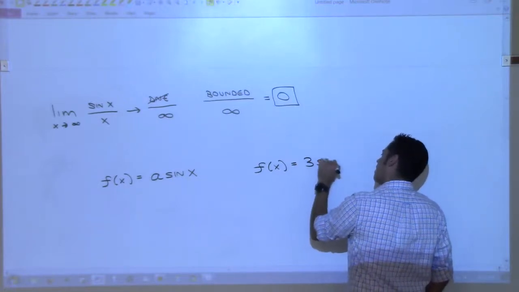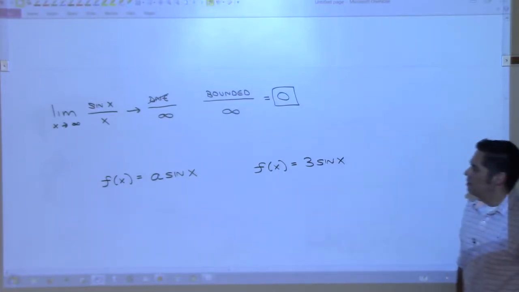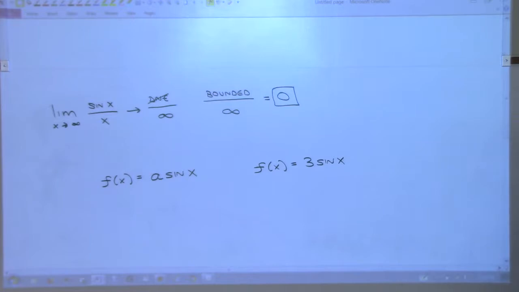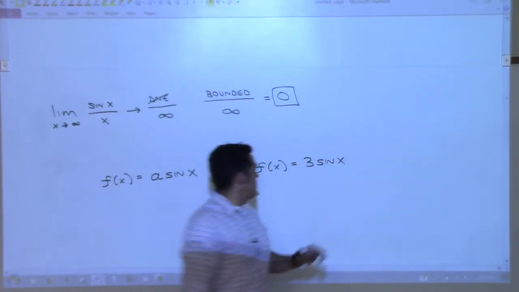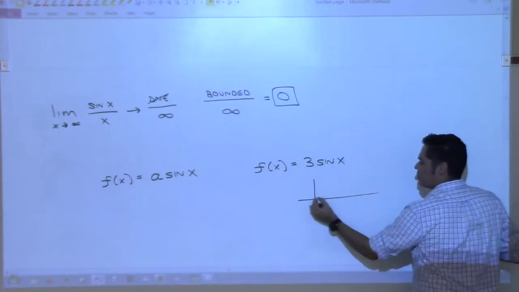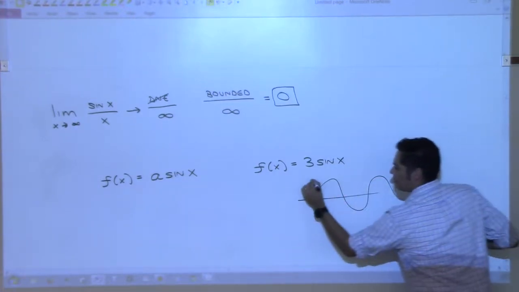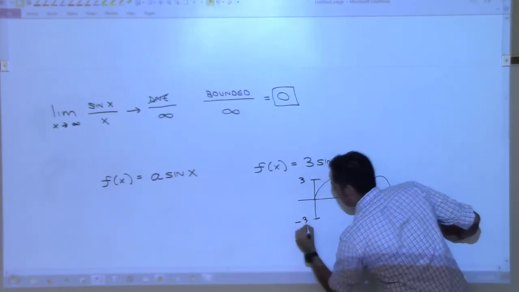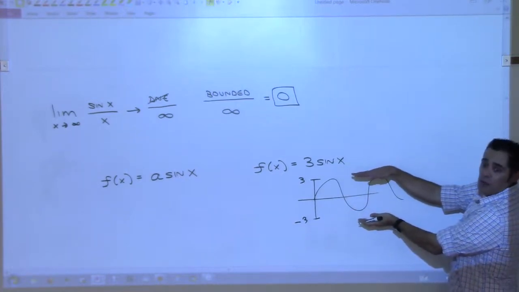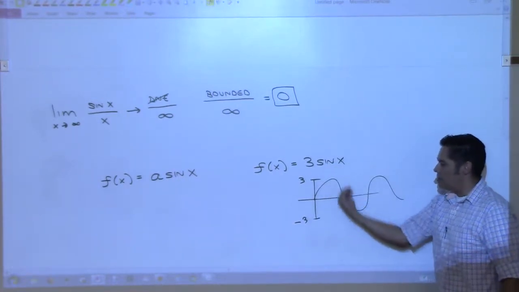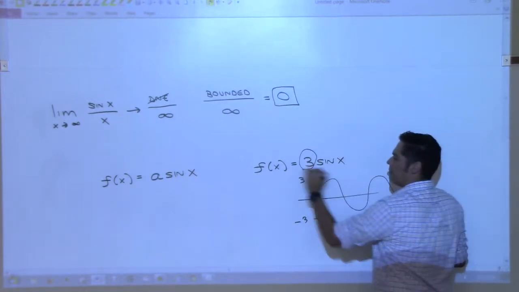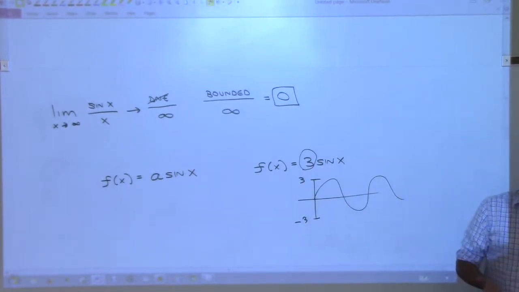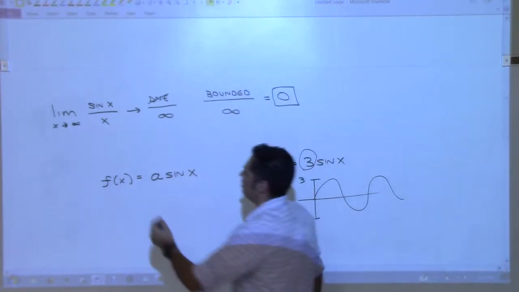If I tell you 3 sine x, what is that 3 really going to represent within the picture? The amplitude. You're basically saying, here's my sine function, but 3 and negative 3 are going to be my bounds. This function always lies between negative 3 and 3. So this number in front is always the amplitude. Agree?